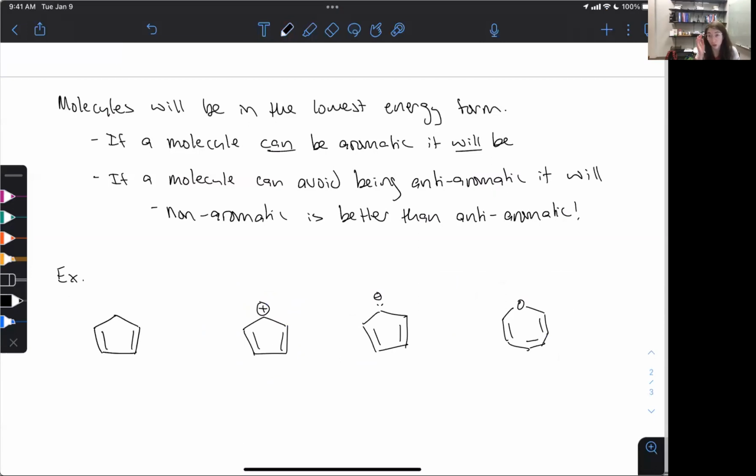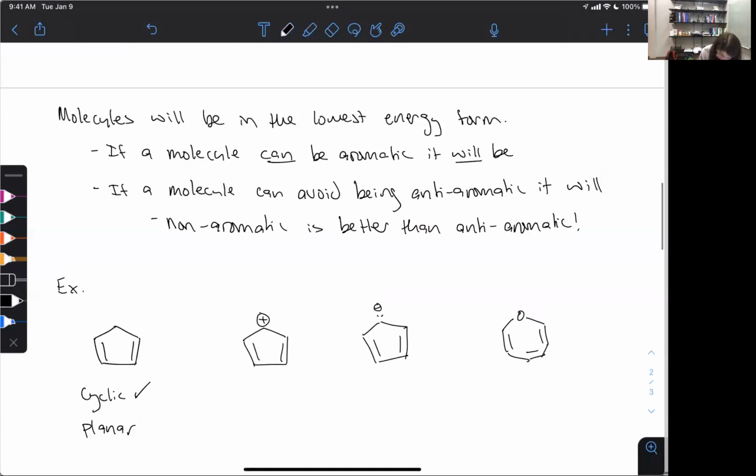So if we are trying to go through this, we can say, is it cyclic? Yes. Is it planar? Probably. I would say for the planar, if it's a small ring, like less than 7 atoms, and it's fully conjugated, it's probably going to be planar. You can always build a model if you're not sure. I generally will not expect you to know what's going to be planar and what's not. It's going to be obvious in other ways. So planar, we'll say probably.